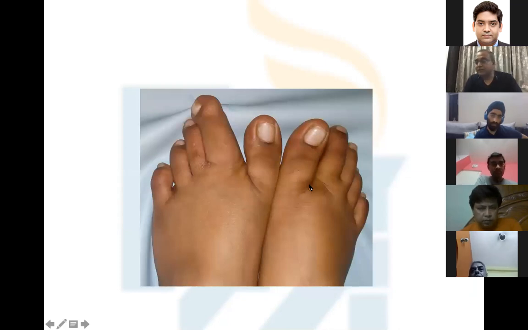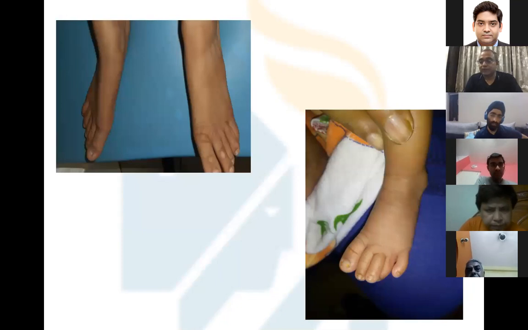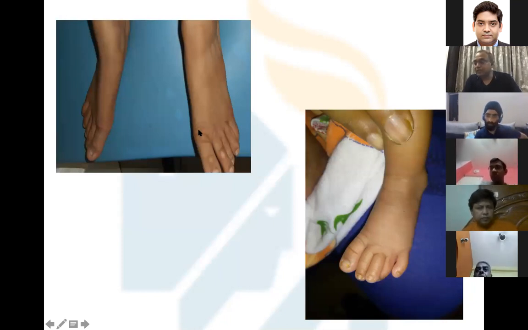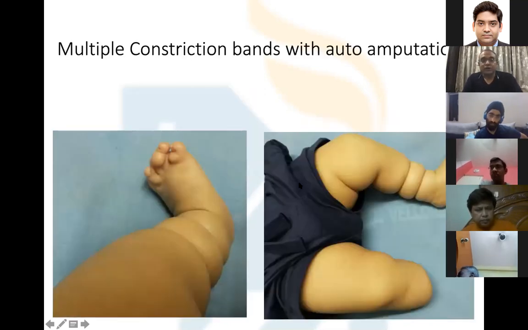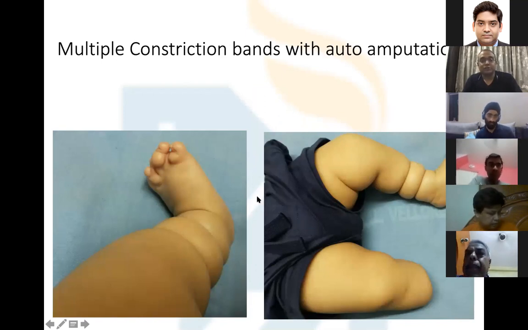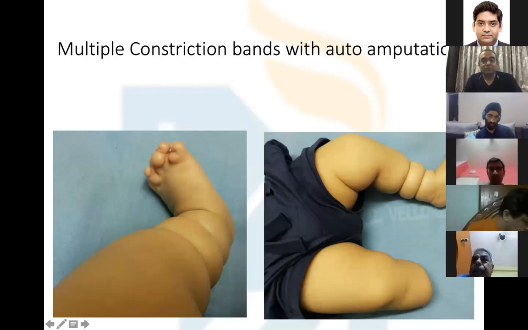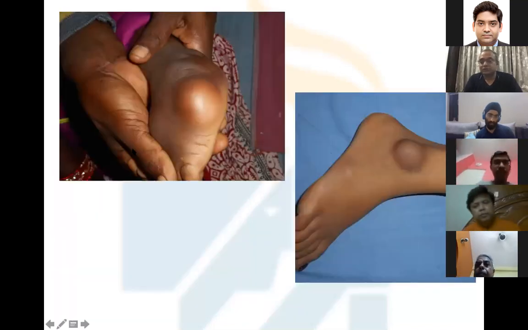Now here you see a second left toe where there is a length discrepancy. So this is a macrodactyly, as you see. And sometimes, again, you have to take note of the various callosities which develop in a spastic foot. These callosities, because of the flexor spasms, are seen in CP children. And then there are multiple constriction bands, sometimes leading to auto-amputation of the digits. So these are also conditions which are basically spotters, and you have to identify them just by looking at the cases.